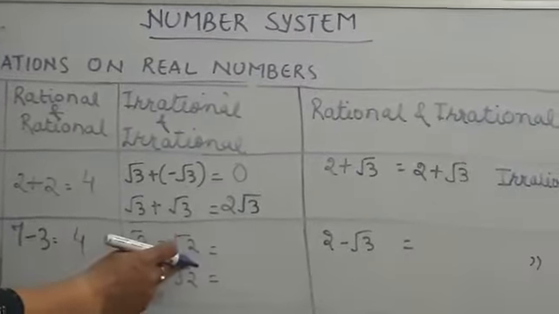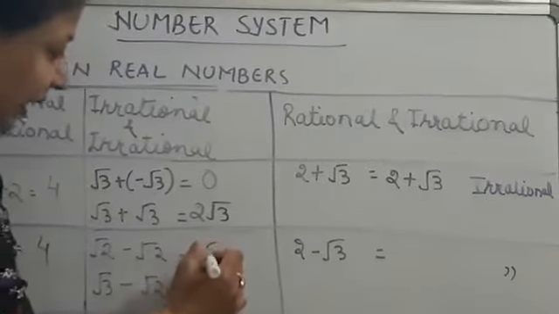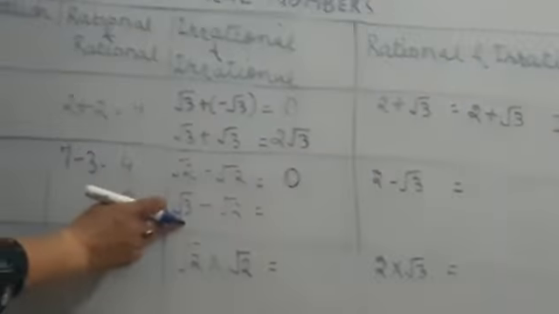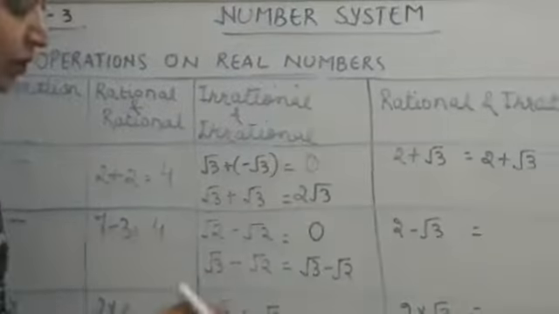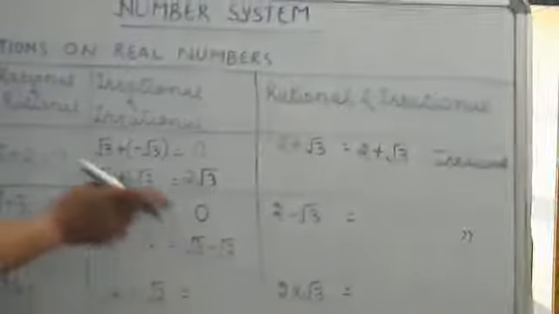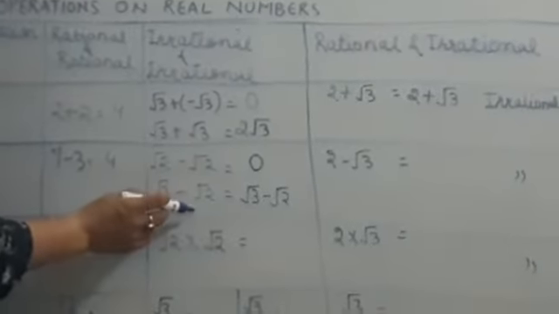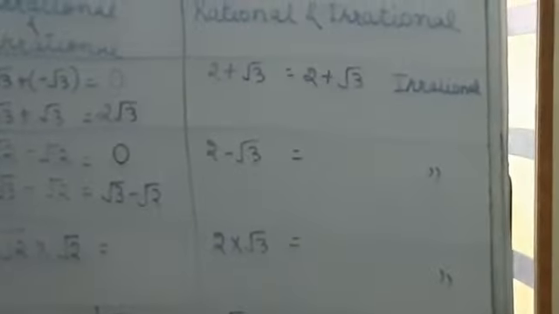If I am going to subtract two irrational numbers, root 2 minus root 2, what will I get? 0. And if I subtract root 3 minus root 2, what will I get? Root 3 minus root 2 as it is. So 0 is a rational number and this is an irrational number. So in case I subtract two irrational numbers, I may get a rational number, I may get an irrational number also.